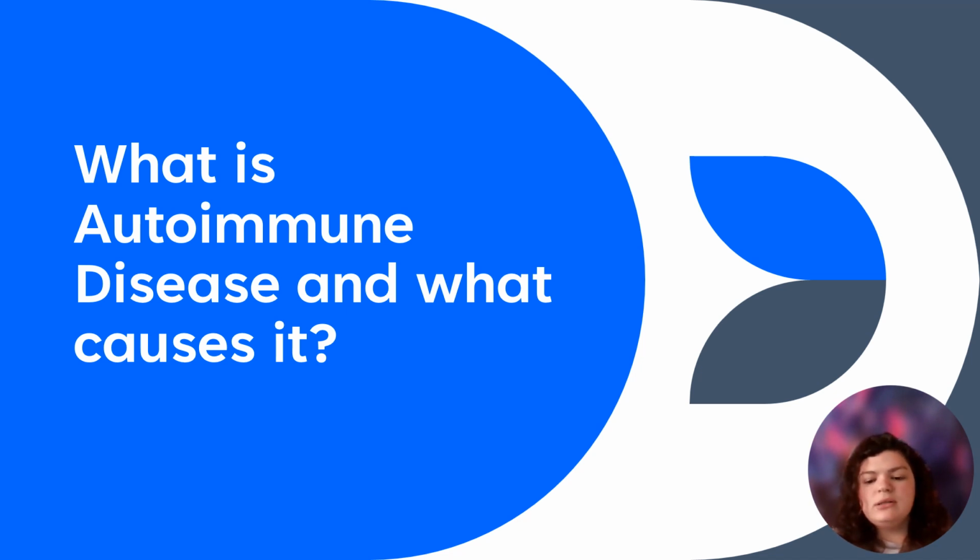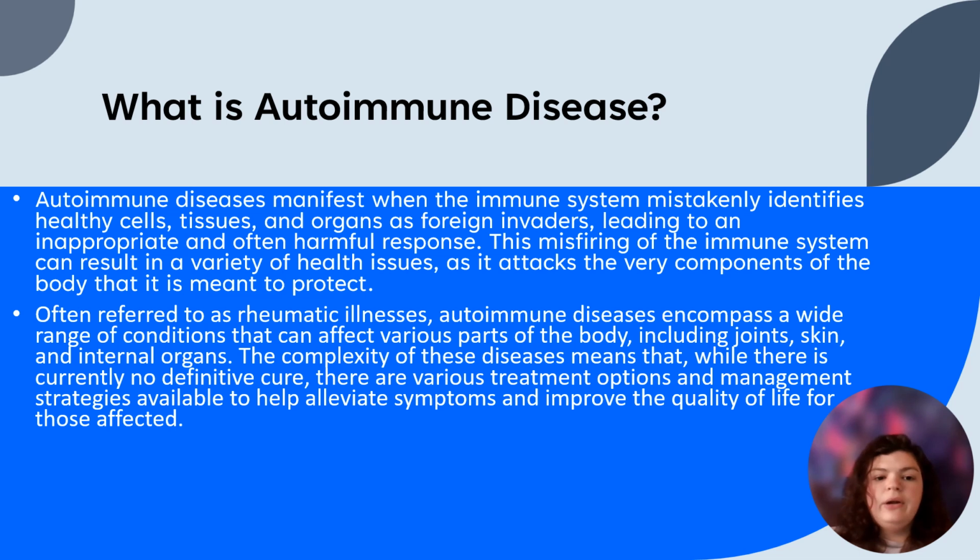What is autoimmune disease and what causes it? So, an autoimmune disease manifests when the immune system mistakenly identifies healthy cells, tissues, and organs as foreign invaders, leading to an inappropriate and harmful response. This misfiring of the immune system can result in a variety of health issues as it attacks the very components of the body that it is meant to protect. Autoimmune diseases are also known as rheumatic illness, and encompass a wide range of conditions that can affect various parts of the body, including joints, skin, and internal organs. The complexity of these diseases means that while there is currently no definitive cure, there are various treatment options and management strategies available to help alleviate symptoms and improve the quality of life for those affected.